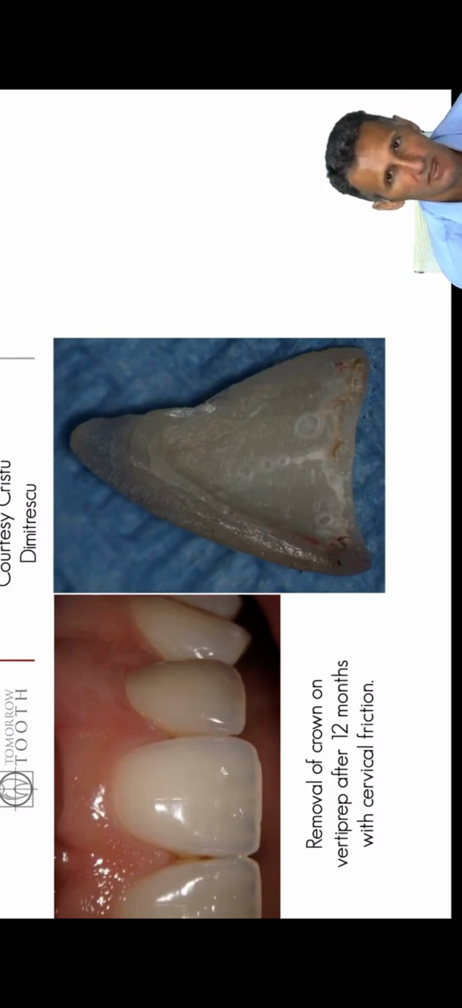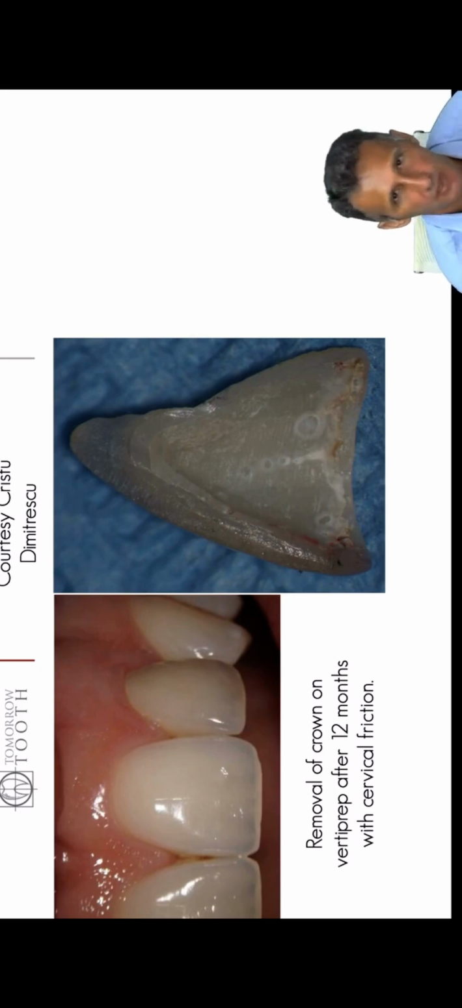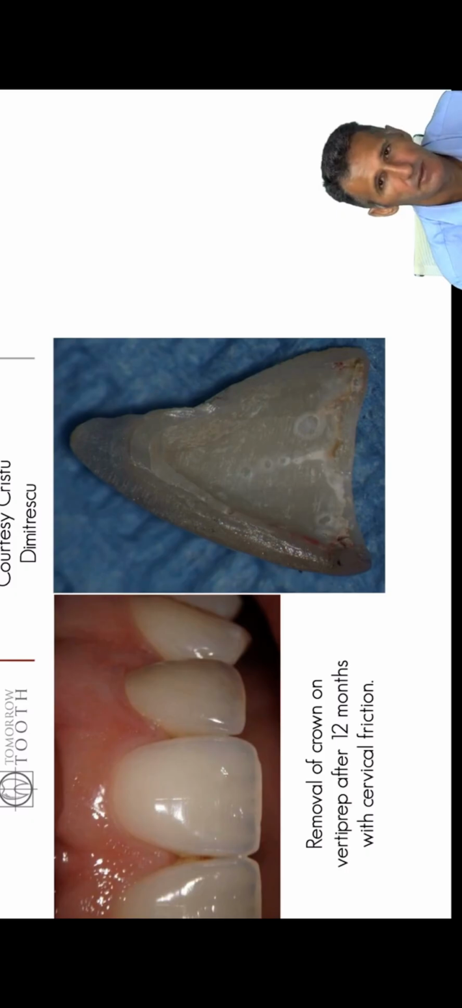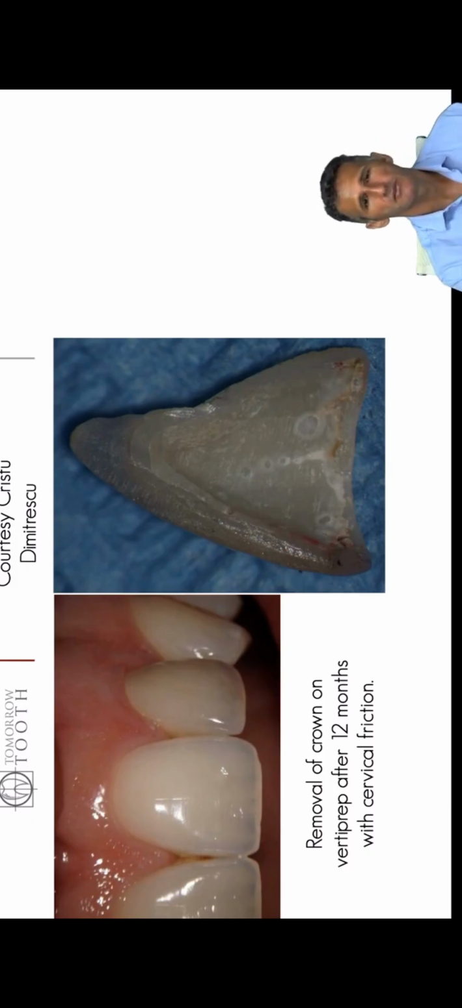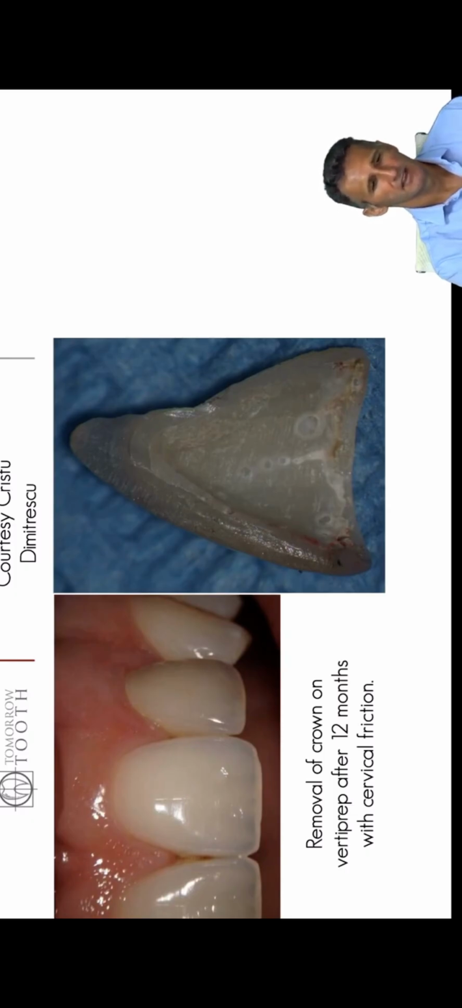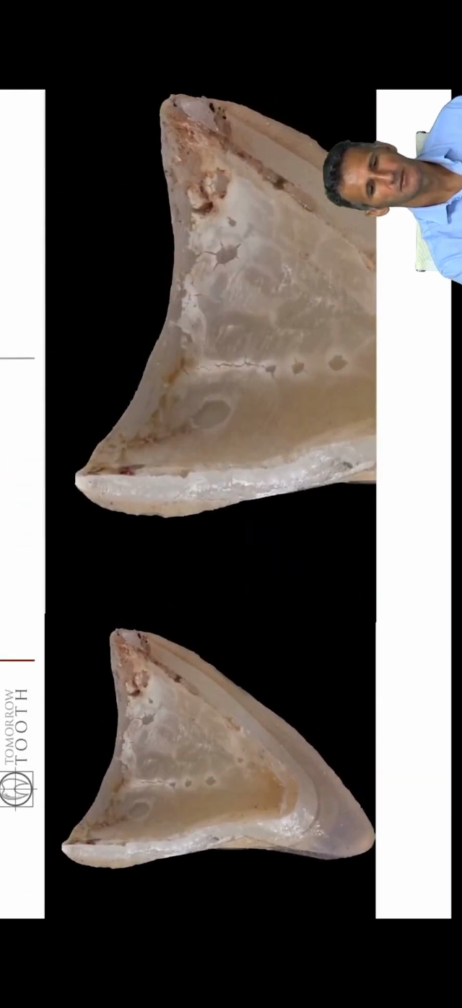So what I'm showing here is a very typical situation that you will have with vertical preparation. This is a crown on a vertical preparation made with a conventional approach, courtesy of a follower of our group, Cristi Dumitrescu. He did a very good crown on these lateral incisors, and because of the color, the crown was removed after 12 months.